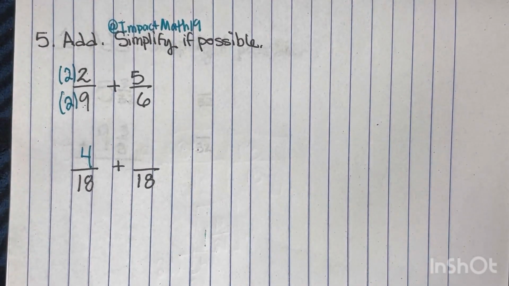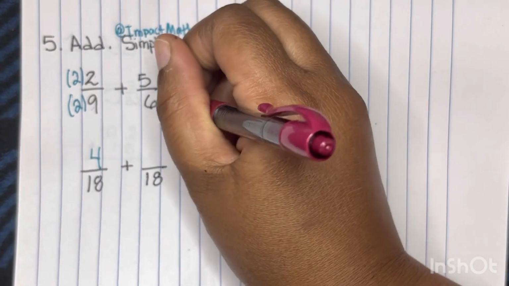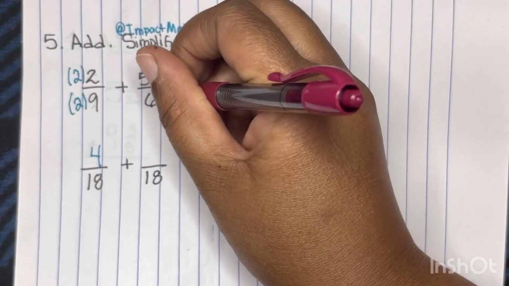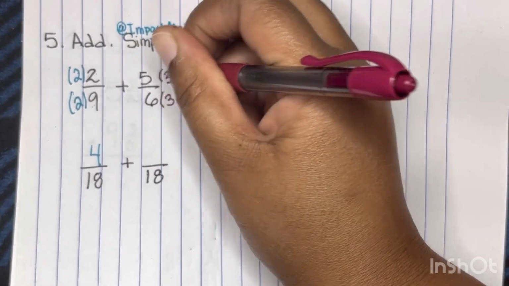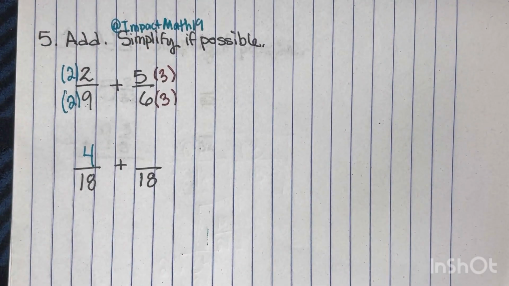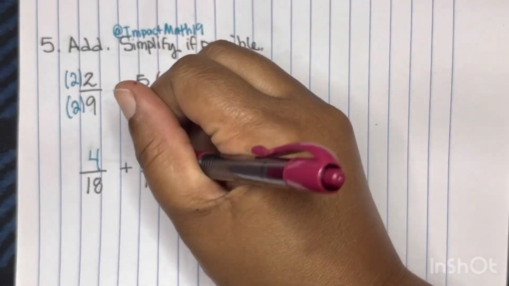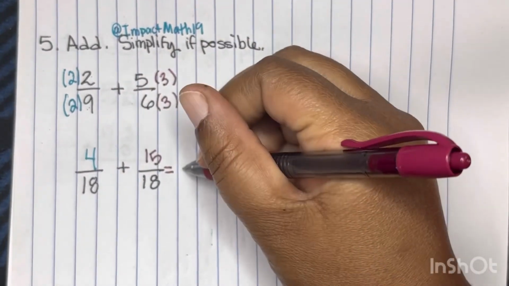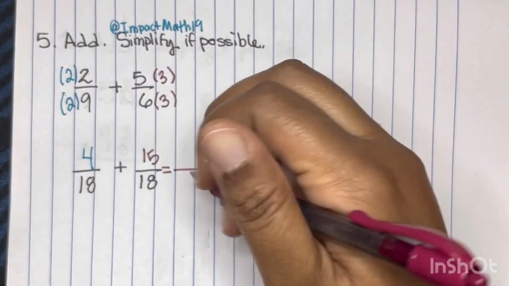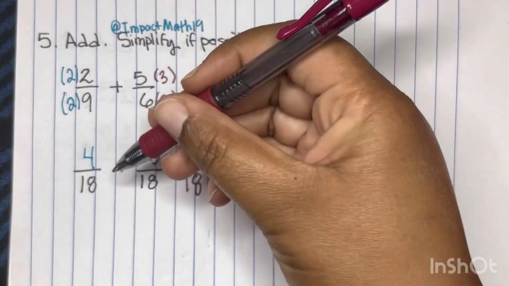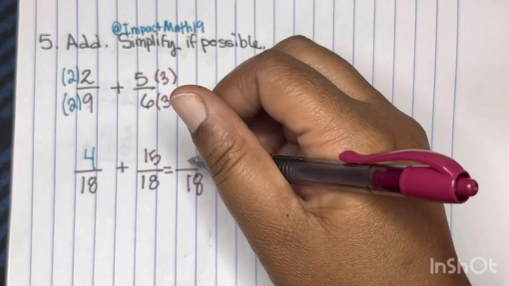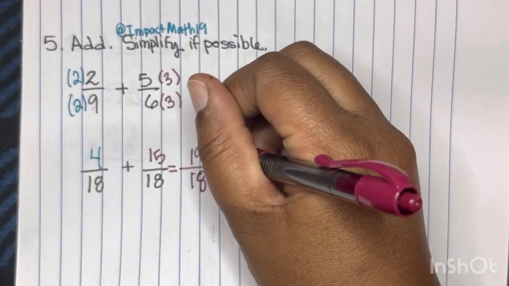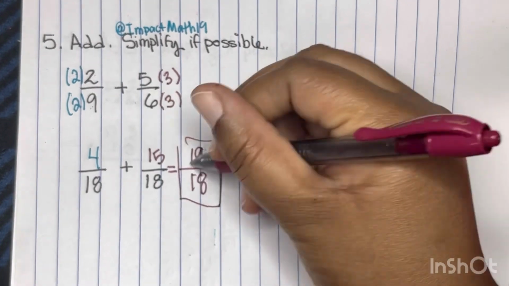And then we're going to go over to this side. So we have 6 times what will give us 18? Well, 3 does. And what we do to the bottom, like I said, we're gonna do it to the top. So 5 times 3 gives us 15, right? Our denominator stays the same, and we add the numerator, the top. So 4 plus 15 gives us 19. And so we have 19 over 18.